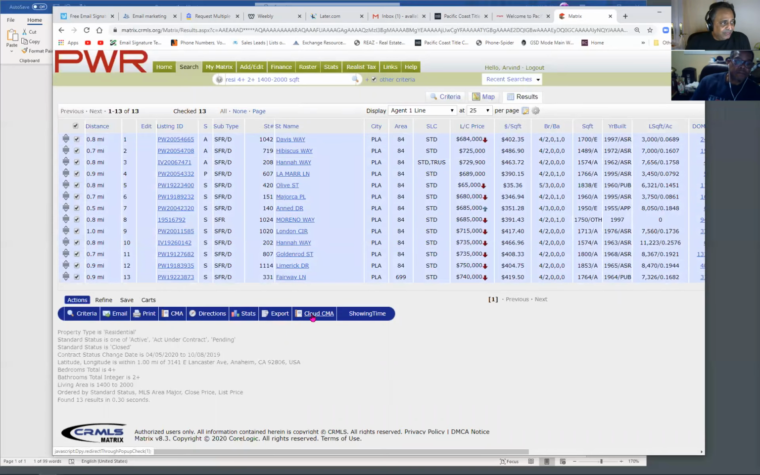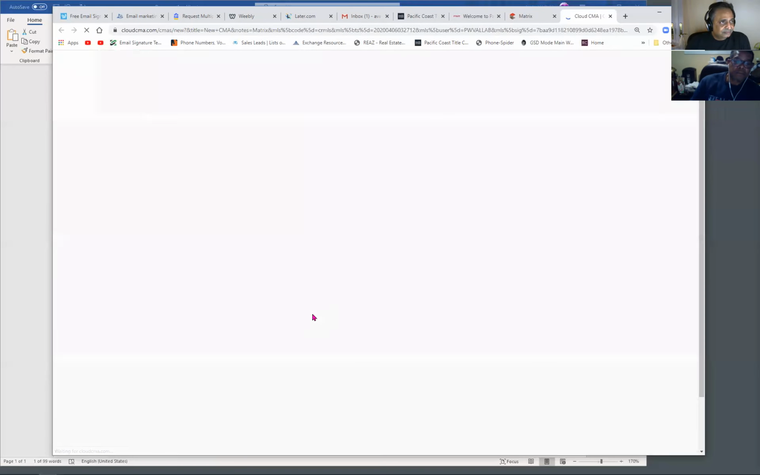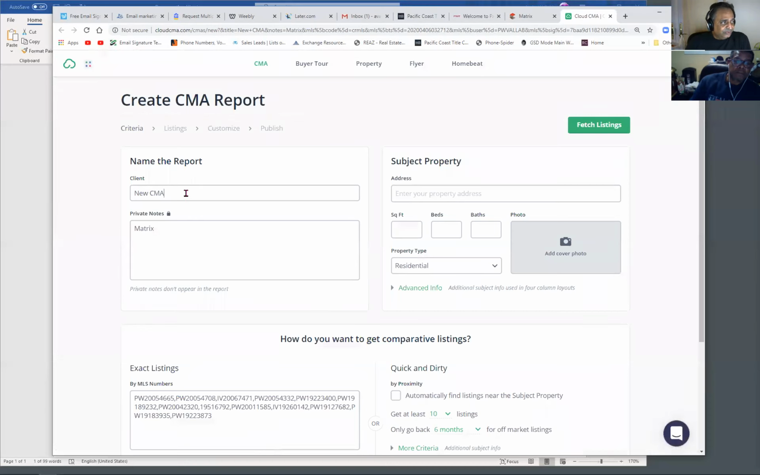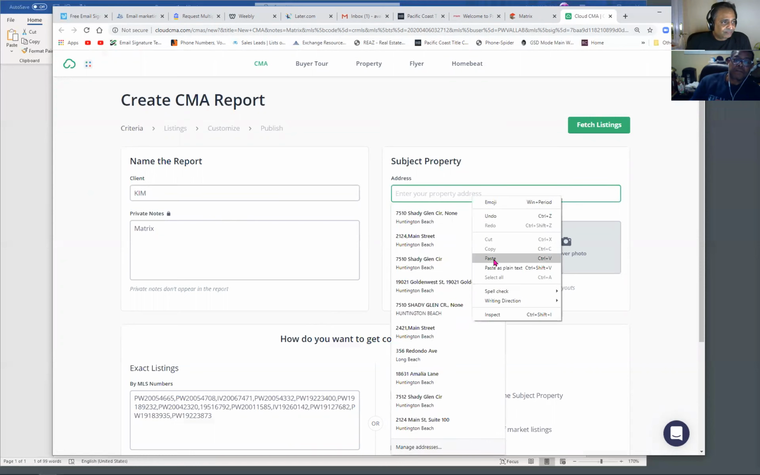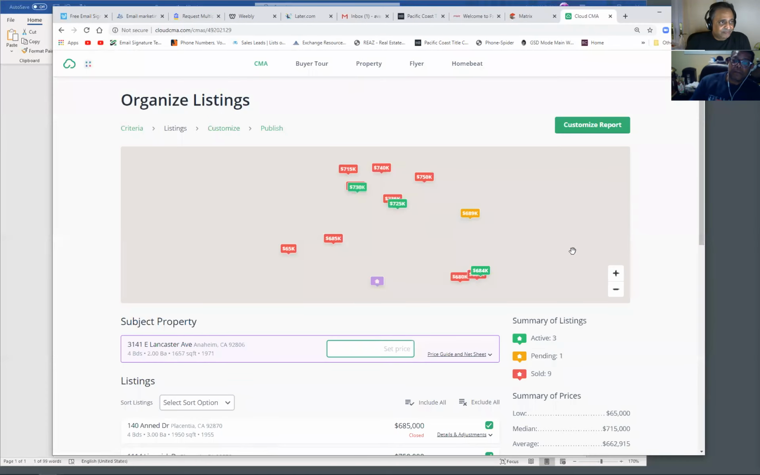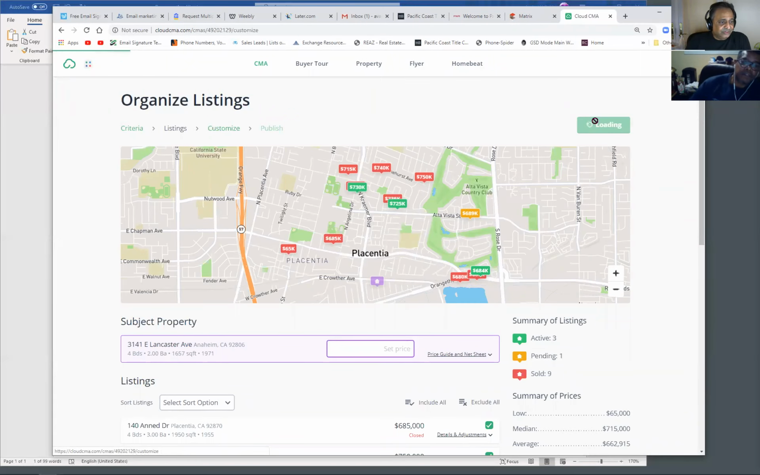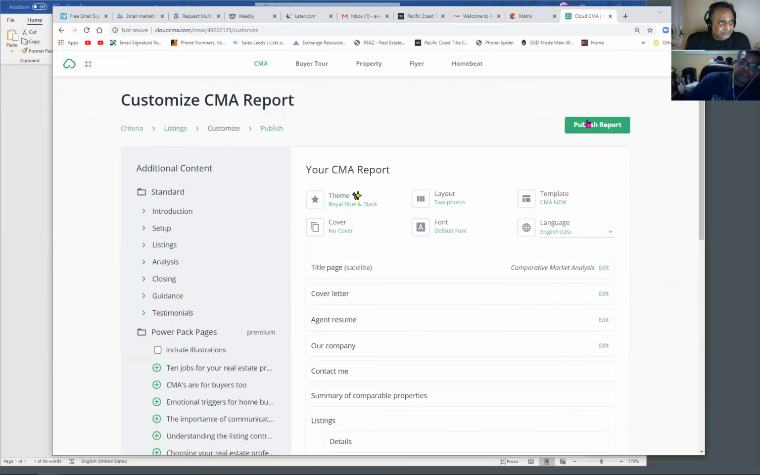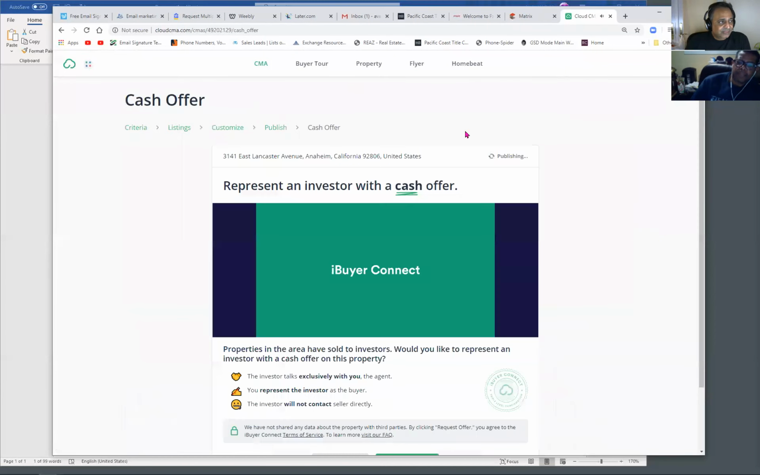And go to Cloud CMA. We're going to do a test. I'm going to just do a test here. Actually, I'll put her name in purposely. Kim. 1657 square feet. Fetch. Now, if you haven't done this right or you still need help with this, let me know. I've done it once, twice, I think. You need to do it a little bit more. So if I publish the report, then somebody's going to be watching me do that.